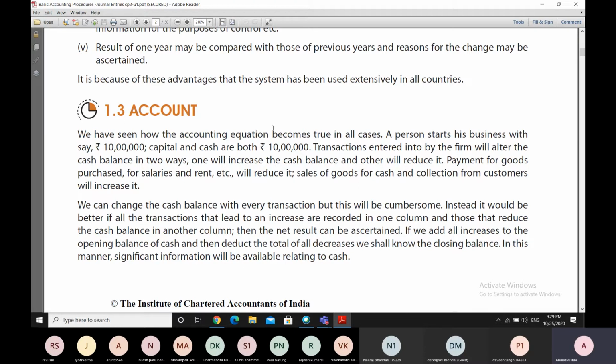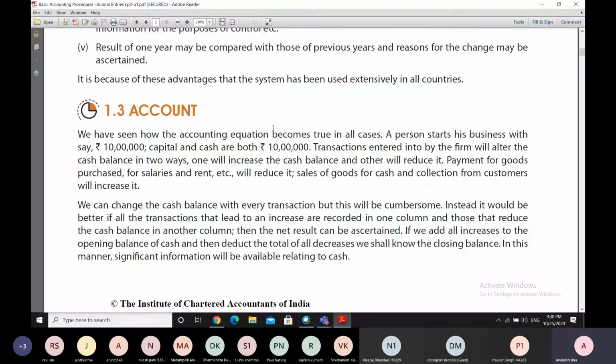and we can take the sum of the transactions in another column which have led to a decrease of the cash balance, and then we find out the net result. That would be an easier thing to do. So we add all the increases in the cash balance to the opening balance of the cash, and then if we reduce the total of all the decreases in the cash balance, then we'll be able to know what is the closing cash balance, and in that manner significant information will be available to us relating to the cash.